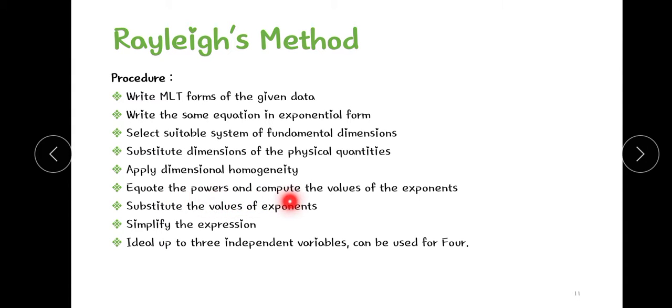Equate the powers and compute the values of exponents. So after that, equate the powers on both sides. Then substitute the values of exponents, and after substituting we will simplify the expression. This method is ideal up to three independent variables. It can also be used for 4.